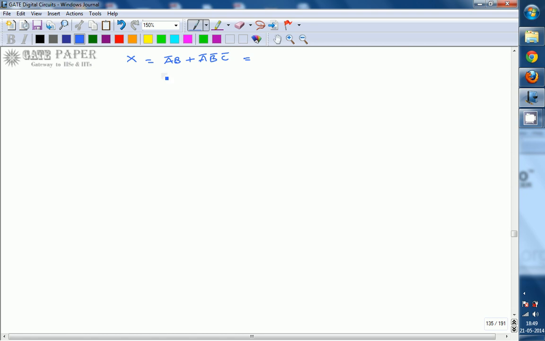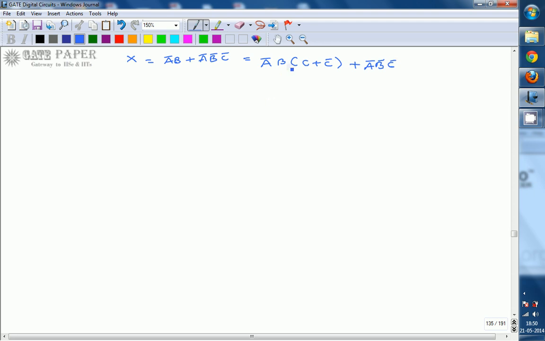So if you look at this, the first term is a bar b. This is a product term, but it is not a min term, so you must convert it into a min term. And a bar b bar c bar, the second term, is a min term, because all three variables are present. But in the first product term only two variables are present, c is missing. So we can write that as a bar b into c plus c bar, plus a bar b bar c bar.